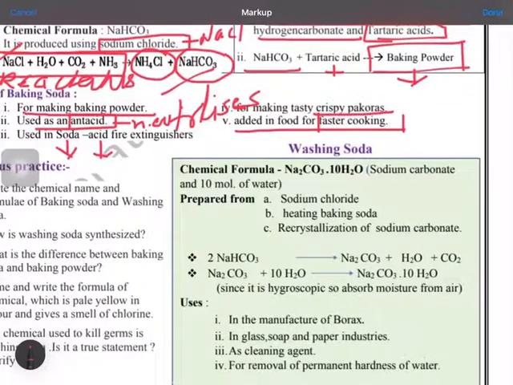Now another salt is washing soda. We have discussed bleaching powder, we have discussed baking soda. The third one is washing soda. As I told you, when we say washing soda, you have to remember that it has 10 molecules of water. This is a very important formula. We used to write it wrongly in the exam. We just write sodium carbonate. We forget to write 10 molecules of water, and you will lose marks if you don't write the 10 molecules of water. How is it prepared?